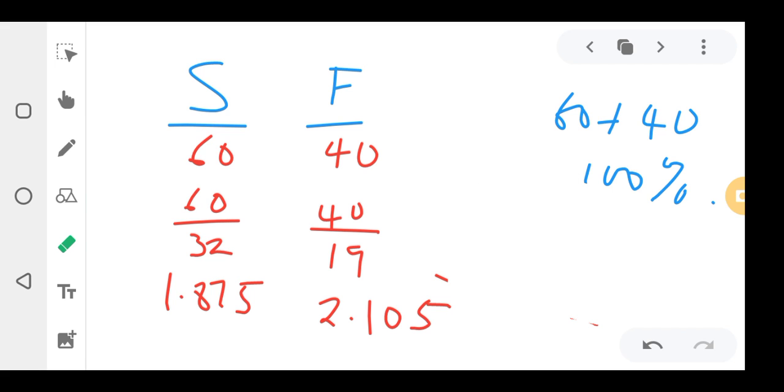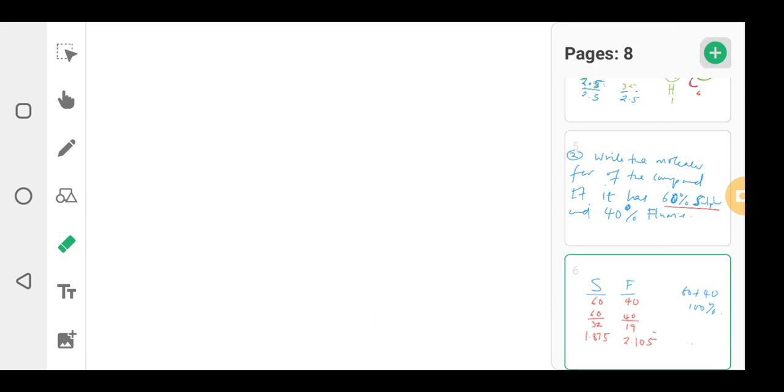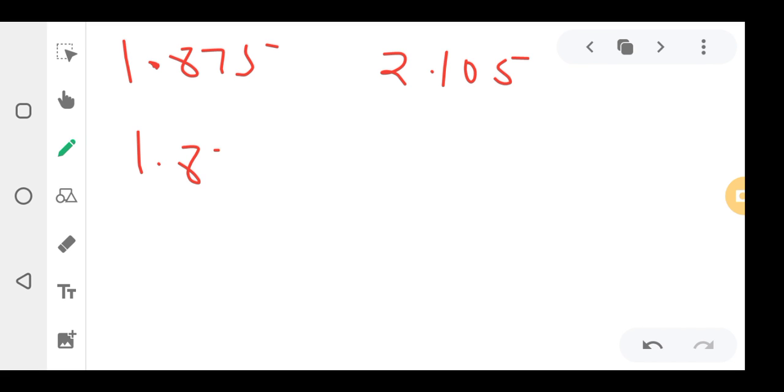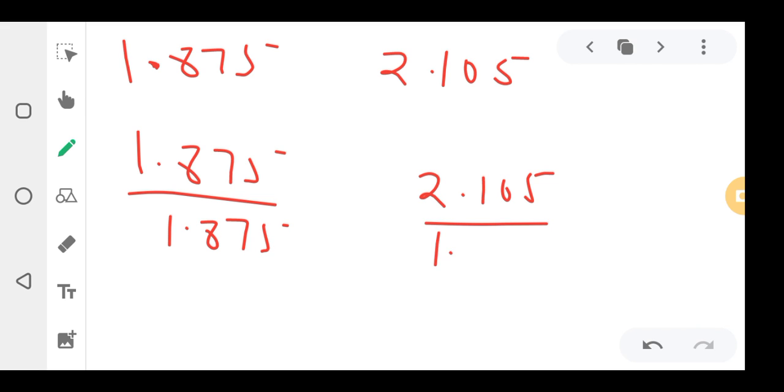Okay. We said when you reach here, what do we do? I'll write the number again here. It is 1.875. And then this one is 2.105. Okay. So when you reach here, remember I said the smallest number is the one you divide. What's the smallest number? It is 1.8. This one is 2. So I divide everywhere by 1.875. Even this side 1.875. So this one comes out 1. What is the 2.105 divided by 1.875?